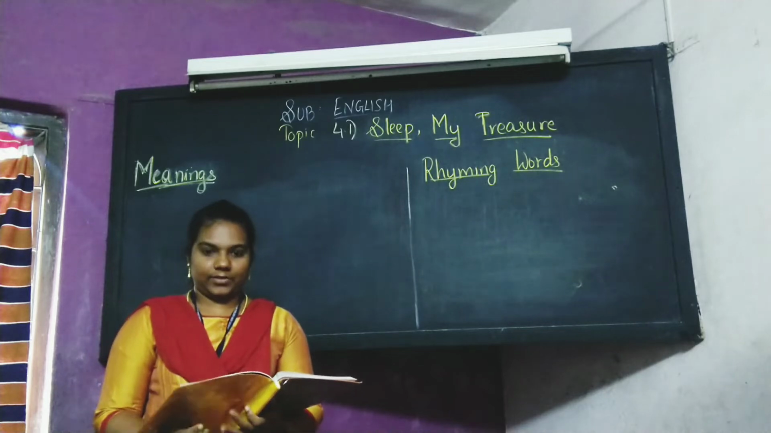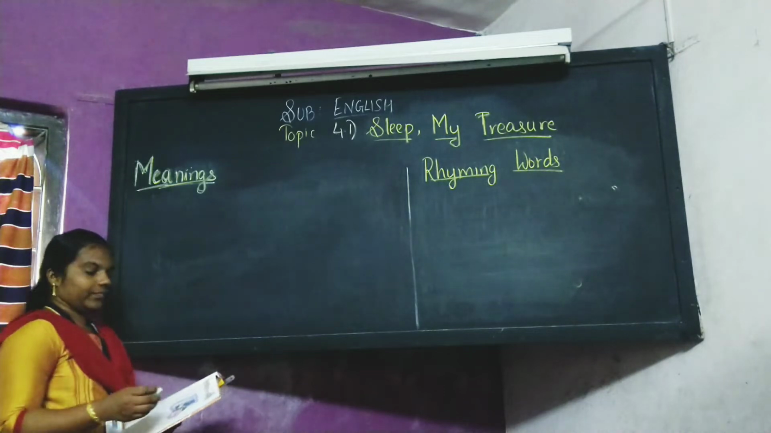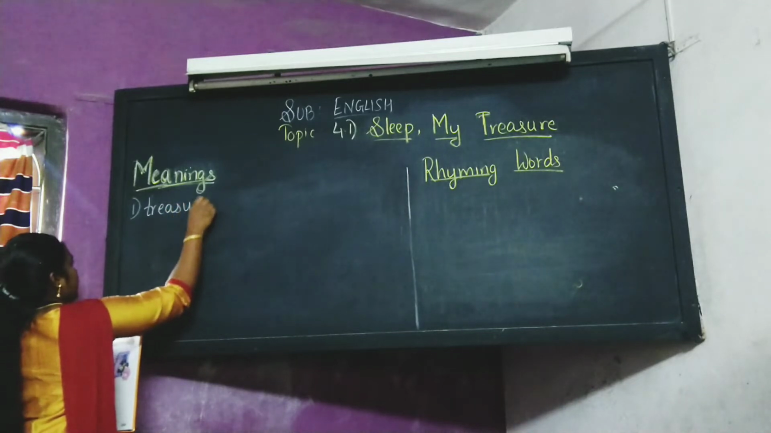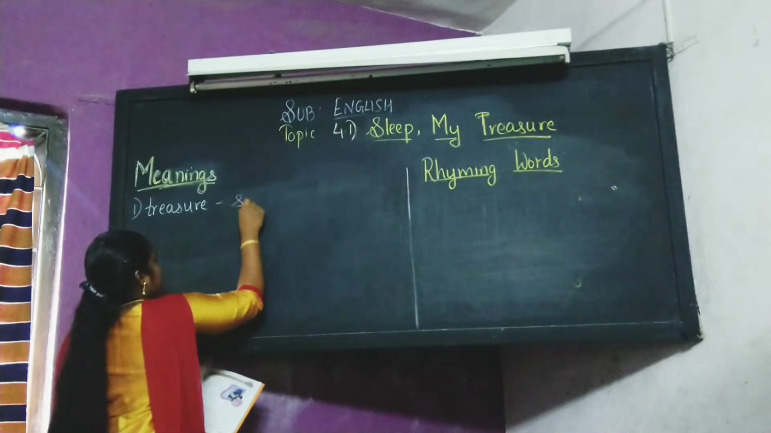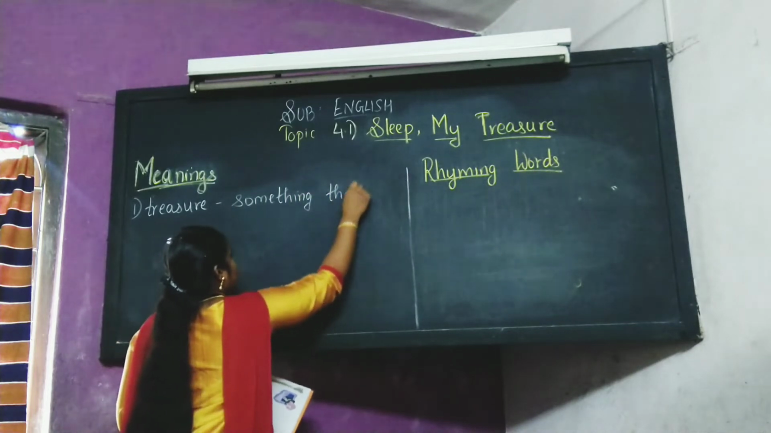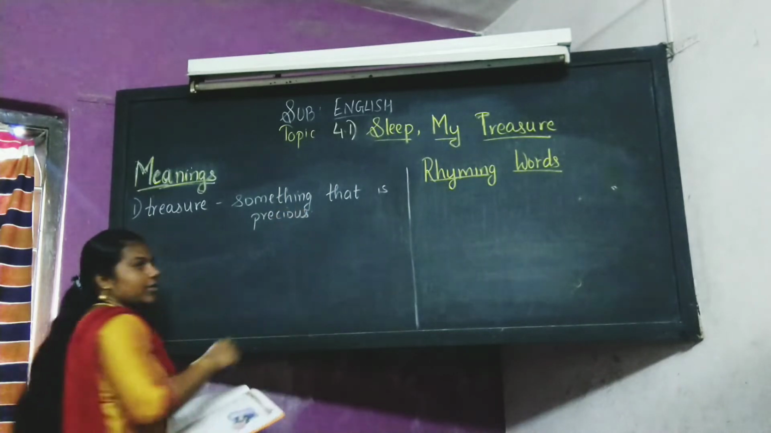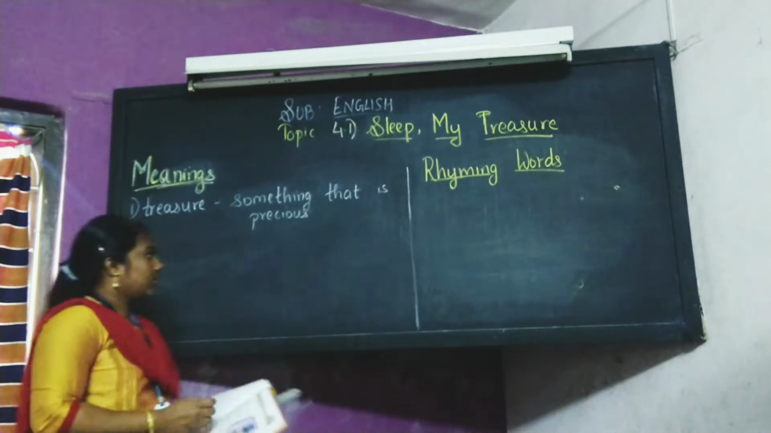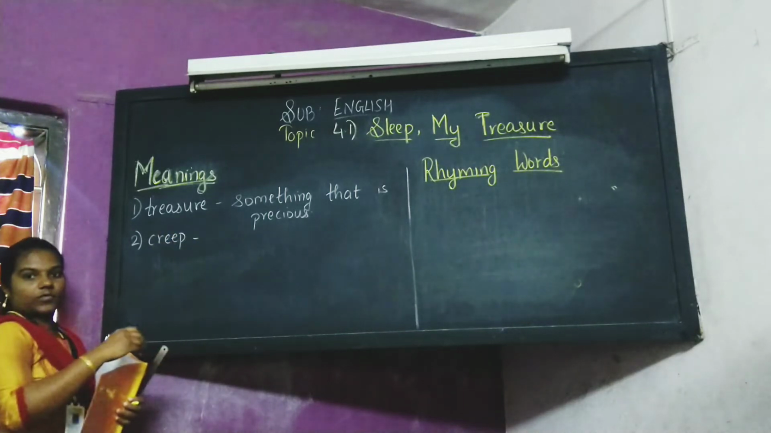So in this first stanza, there are 2 hard words, that is treasure and creep. The first one, treasure. Treasure means something that is precious. What is precious for you students? For everyone, sleep is very precious. And the second hard word is creep. Creep means to move slowly and quietly.